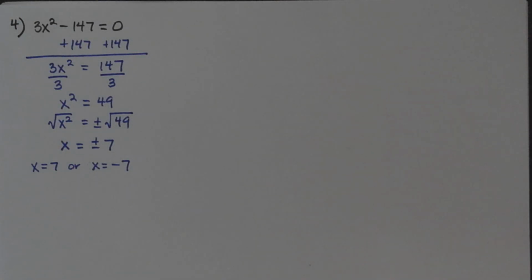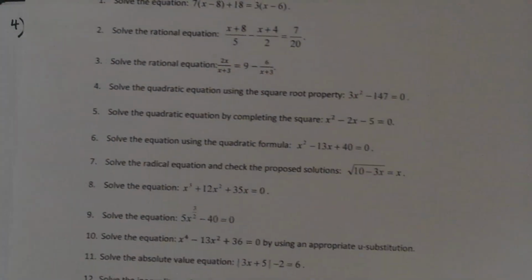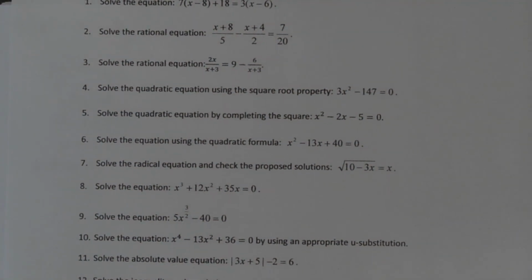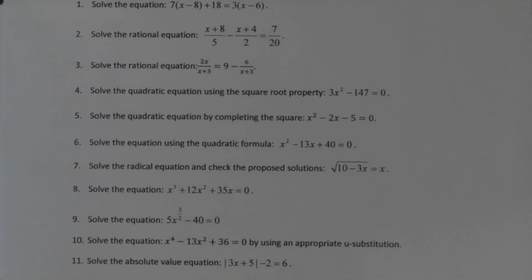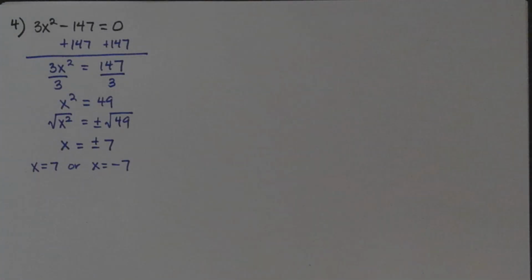Okay, it does say solve the quadratic equation using the square root property. Now in number 5, you're told to complete the square in order to solve this quadratic equation. Here you have x squared minus 2x minus 5 equal to 0.